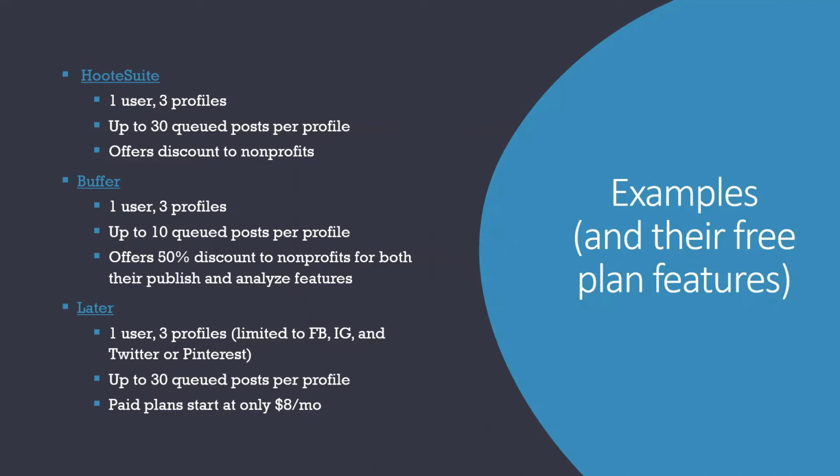With Hootsuite's free plan, you get up to 30 queued up posts per profile, and it also offers discounts to nonprofits on their paid versions. For Buffer, you get up to 10 queued posts per profile, but it also offers a 50% discount to nonprofits, both for their publishing features and for their analysis features. Buffer is probably the most robust of the social media managers, but it also may be a little much for you just starting out.